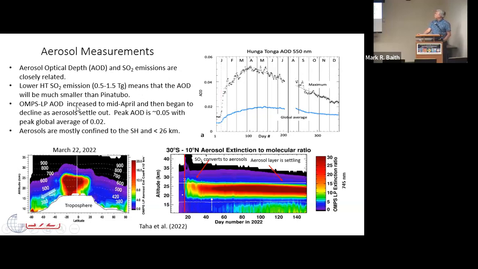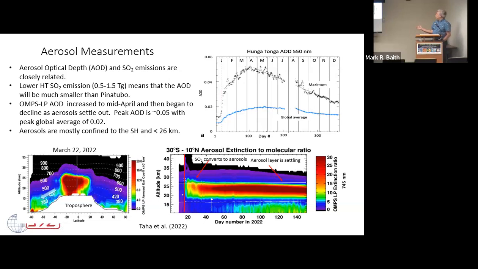The OMPS-LP AOD increased in mid-April. This is a graph from OMPS limb data. This is the AOD at 550 nanometers. And you can see the growth. Here's the eruption. There's a growth up till about mid-April, and then there's a decay after that. And this is the global average. Now, the reason I compute the global average, even though most of the aerosols are in the southern hemisphere, is that when we talk about volcanoes and start to compare them, everybody in the climate business uses the global average.